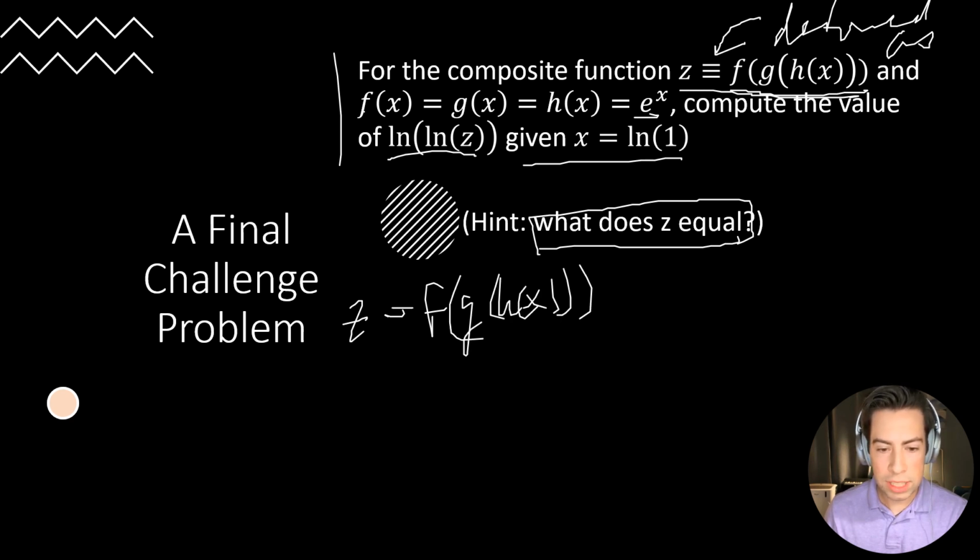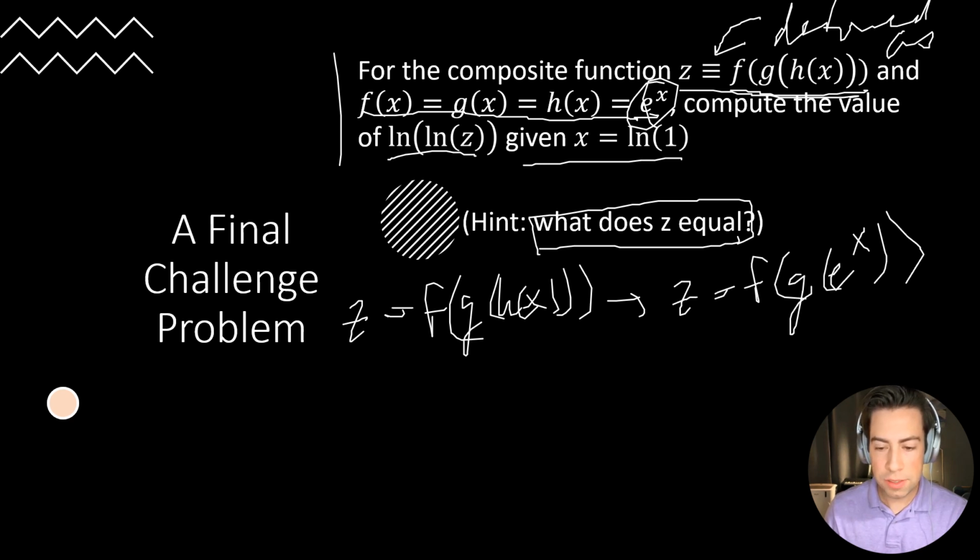Well, we know that all these functions are actually the same, and therefore h of x equals e to the x, okay? So let's go ahead and rewrite this. I now have z equals f of g of e to the x. Okay, guys, so now I want to know what is g as a function of e to the x.